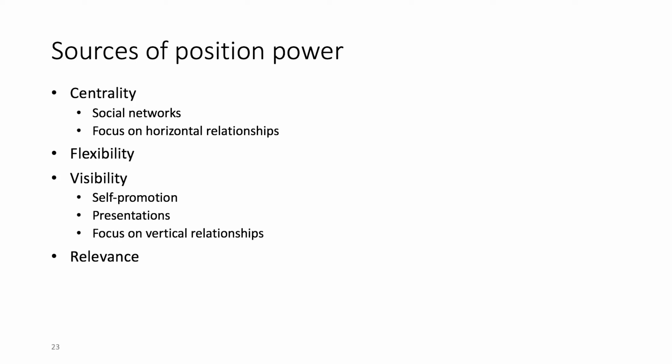The other sources of influence have to do with where you are in a social network, who you are. If you are more central to the network, this focuses on the horizontal relationships, the relationships of people at the same level as you. That is a way to have influence within that network: to be a hub, a person who is well connected within that network.